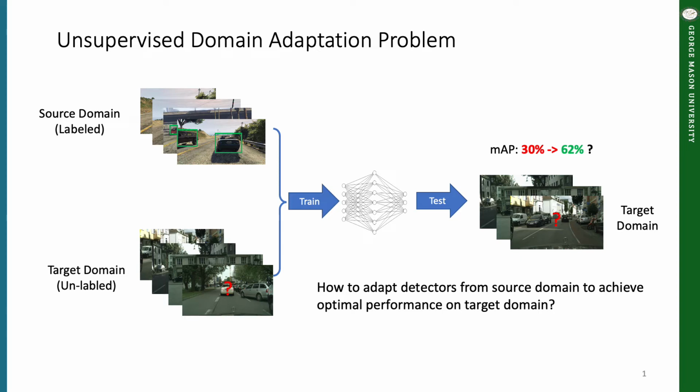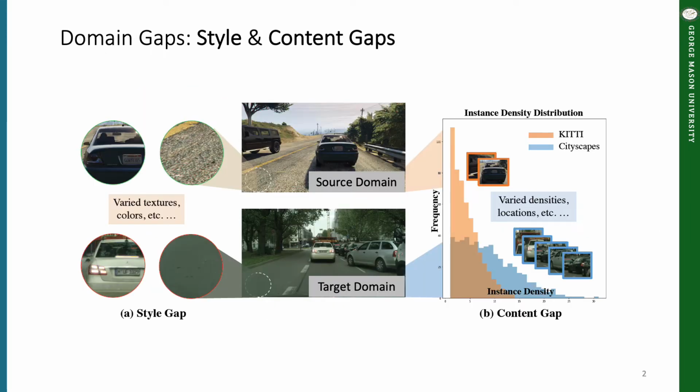There are many challenges in unsupervised domain adaptation. The most obvious phenomenon is that there are many domain gaps that cause performance degradation when we transfer from the source domain to the target domain. Previous work has characterized many domain gaps that cause the accuracy degradation. For example, the style gap is one commonly known gap, which means the various textures, colors, and environmental lightings that influence the accuracy when you transfer from source to target.